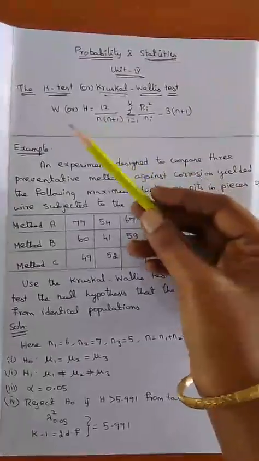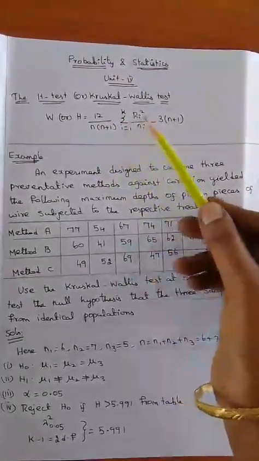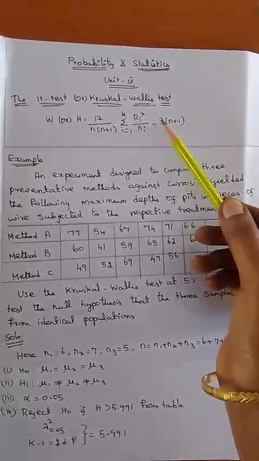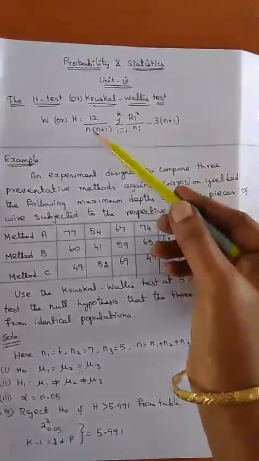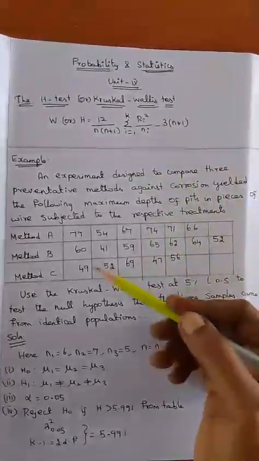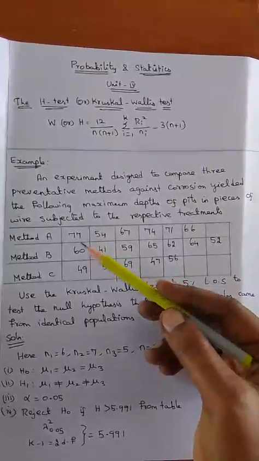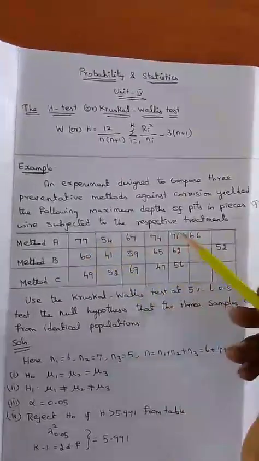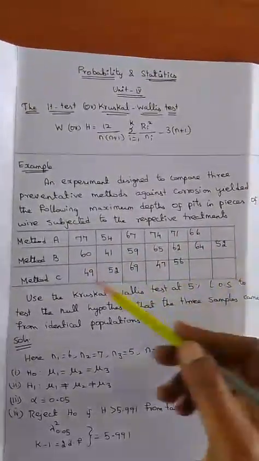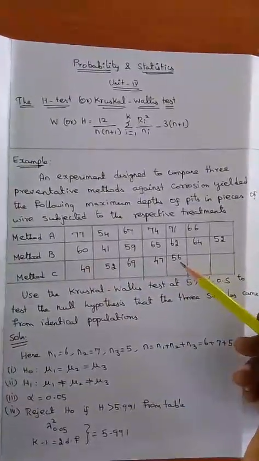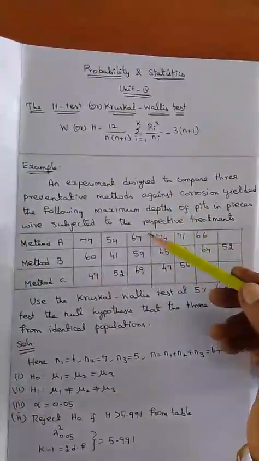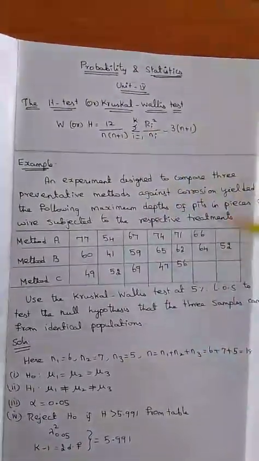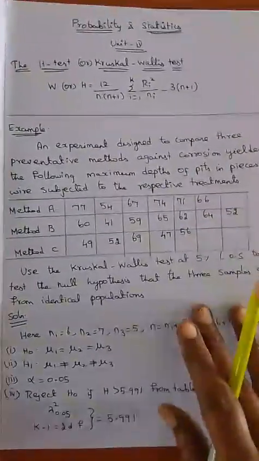The formula for the H test is 12 by n into n plus 1, summation i from 1 to k of Ri square by ni, minus 3 into n plus 1, where n is the total sample size. Here there are 3 samples, so n1 is the sample size of the first sample, n2 of the second sample, n3 of the third sample. When we add all these we get the value of n, and Ri is the rank. I will explain everything in the problem below.